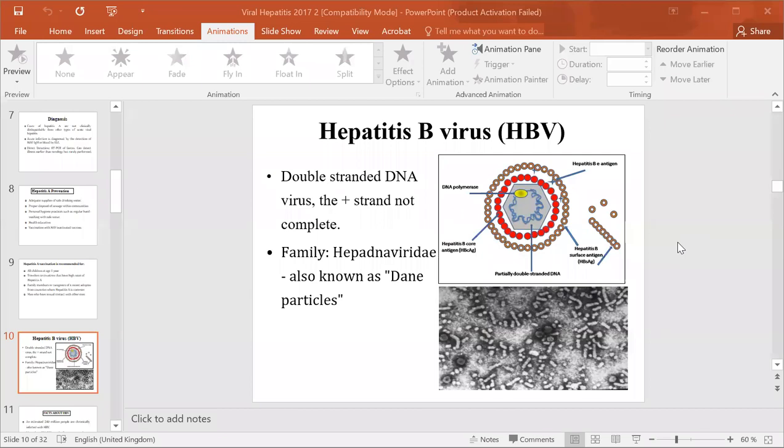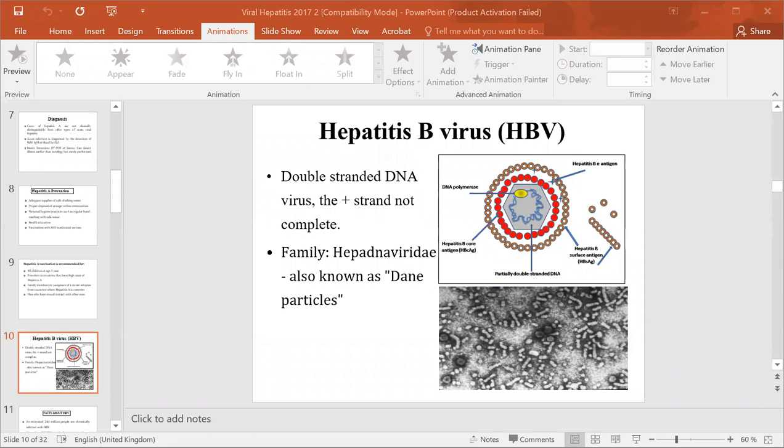called reverse transcriptase enzyme. Which other virus also carries this reverse transcriptase enzyme? Does anyone know? Which other virus carries the same? Good. HIV also carries reverse transcriptase. And is HIV a DNA or an RNA virus? HIV is an RNA virus, right? But it carries the reverse transcriptase enzyme.